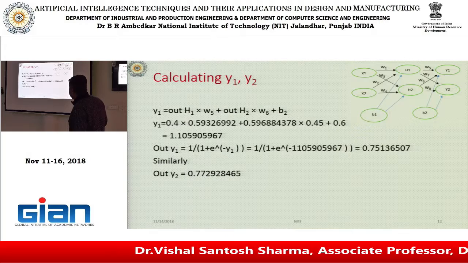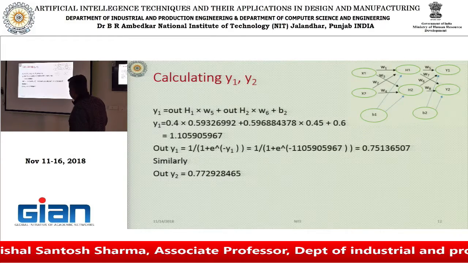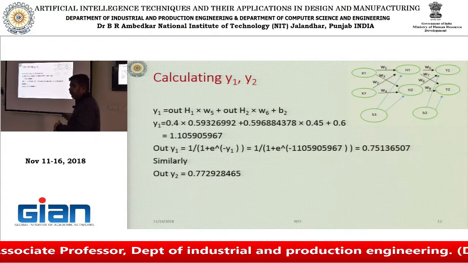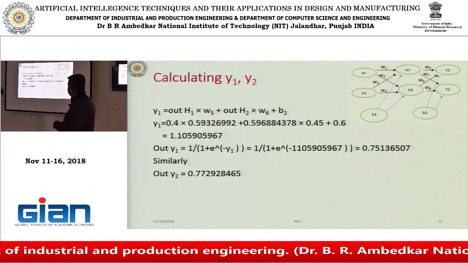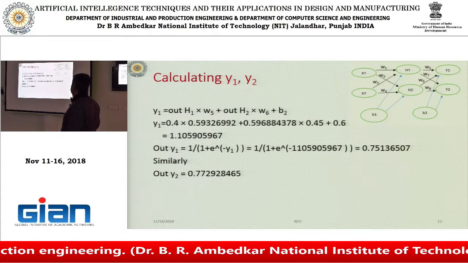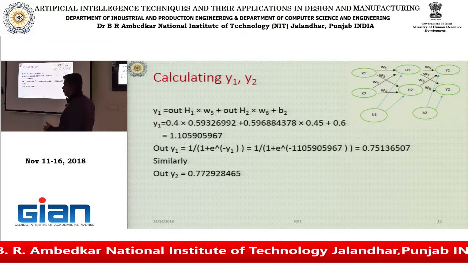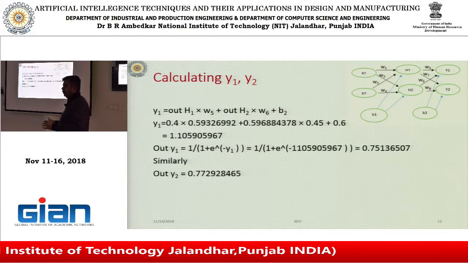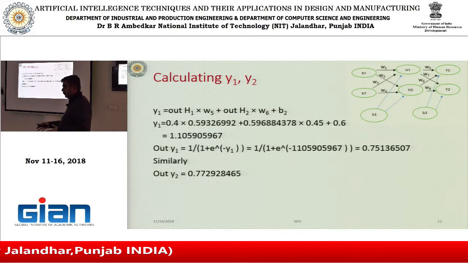On similar lines, this is the input. In order to have the output from y1, you need an activation function, which is sigmoid, so you use it and you get this value. On similar lines, you will calculate y2. So y1 and y2 are calculated in the forward pass.